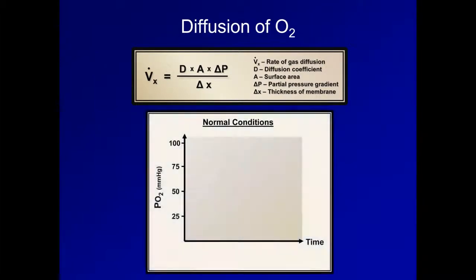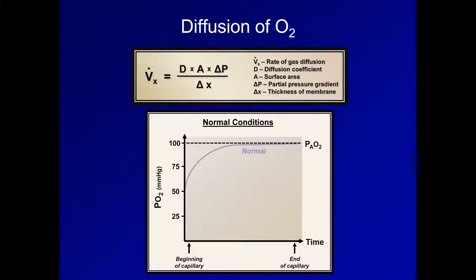Here's a graph of the partial pressure of oxygen within the pulmonary capillary as it flows along its length as a function of time. I'm going to say that the left side of the graph represents the beginning of the capillary, and the right side represents its end. And here is the partial pressure of oxygen in the alveoli, with which the capillary blood is attempting to equilibrate.